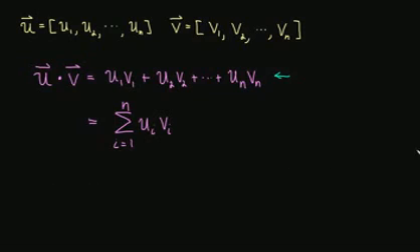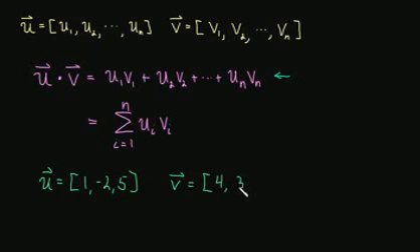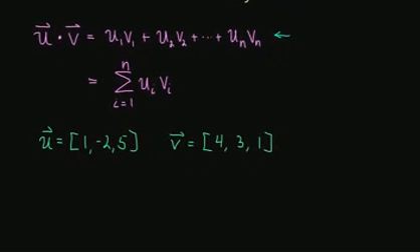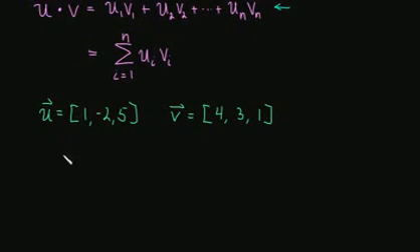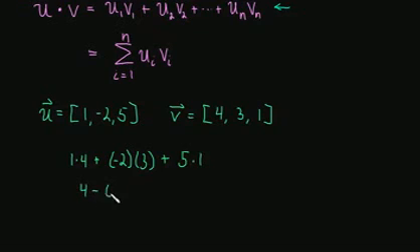So if we have u equal to 1, -2, and 5, and v equal to 4, 3, and 1. So what is this dot product? Well, we just do exactly what it says. 1 times 4 plus -2 times 3 plus 5 times 1. So we get 4 minus 6 plus 5. That looks like 3 to me.